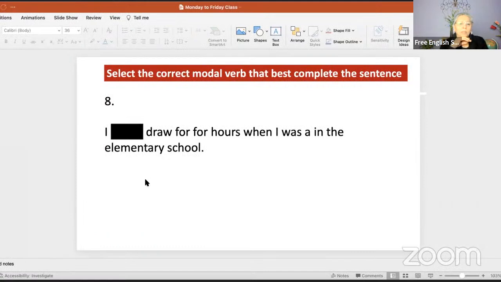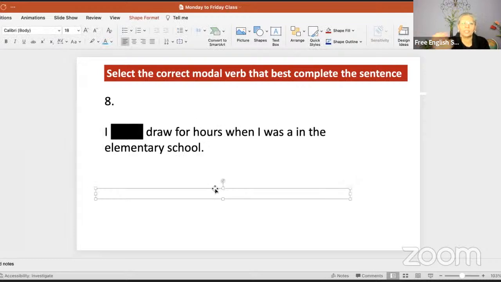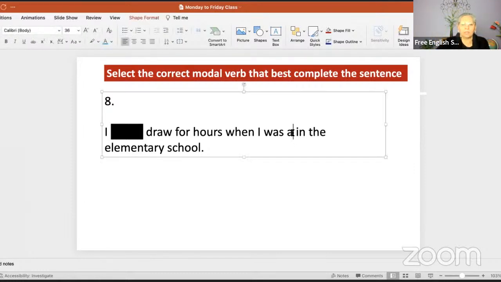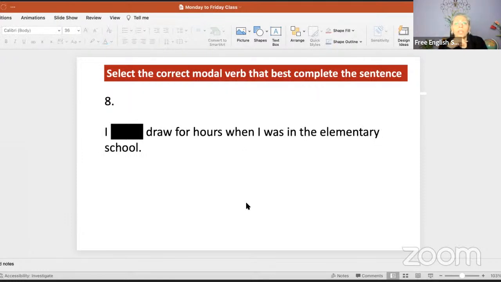Blank, I blank draw. Oh, see again my mistakes. You can see that. I typed for twice. I blank draw for hours. Now this is not, H is silent. Hours, okay? Hours when I was in the elementary school. Now you see how I am reading my own sentences and I am kind of like, no, here I made a mistake typing quickly, and after that actually I didn't read, I didn't edit it because I did this last night quickly.